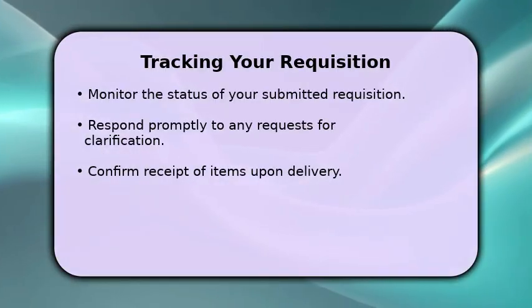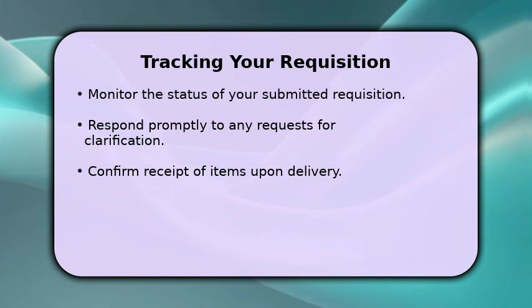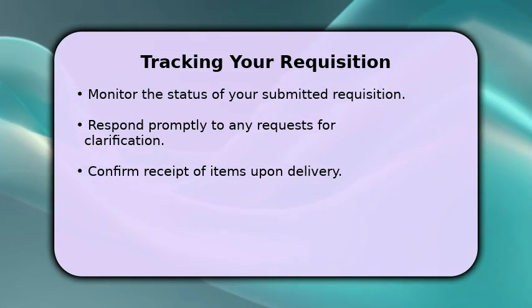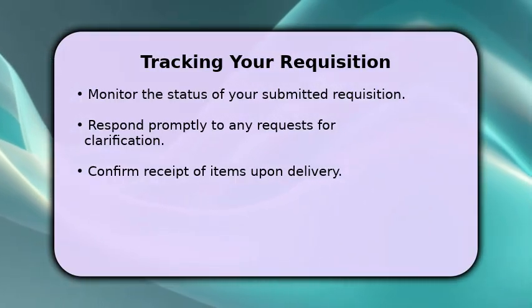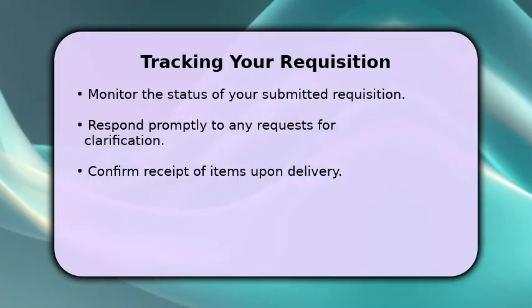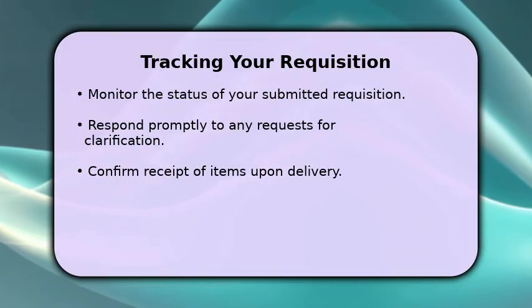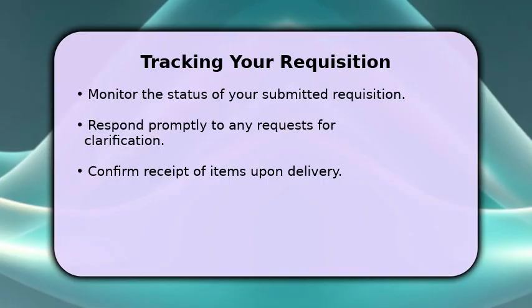After submission, you can track the status of your non-stock requisition directly within the UDM system. Be prepared to respond promptly to any requests for additional information or clarification from approvers. Once the items are delivered, it's important to confirm their receipt in the system. This final step ensures proper closure of the requisition and accurate inventory records.